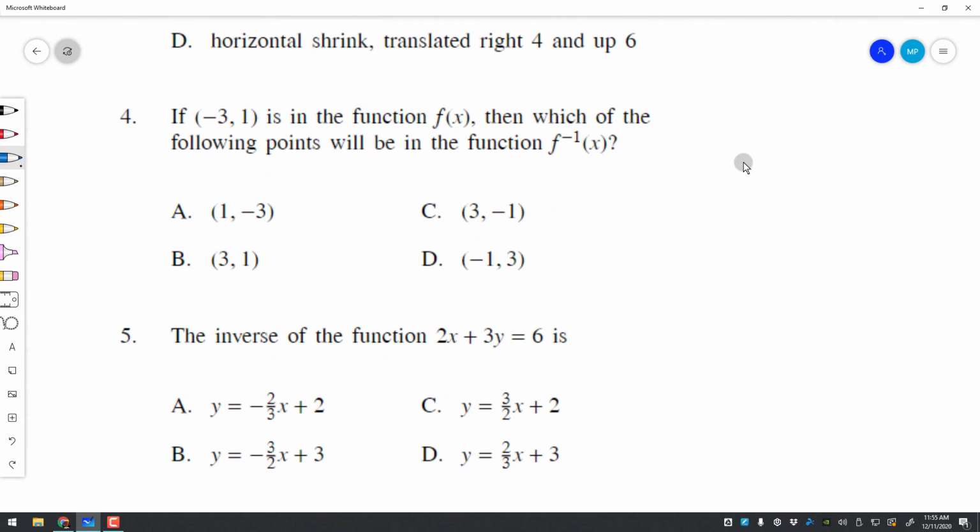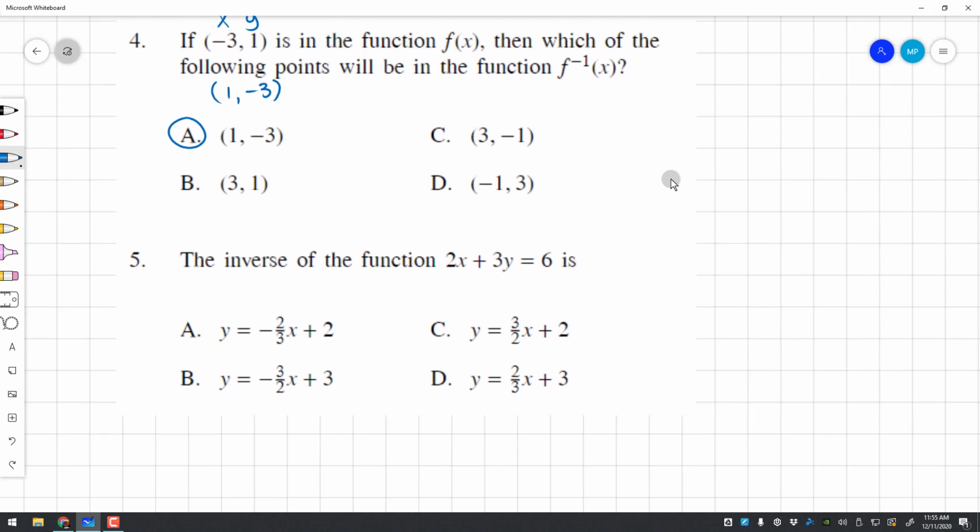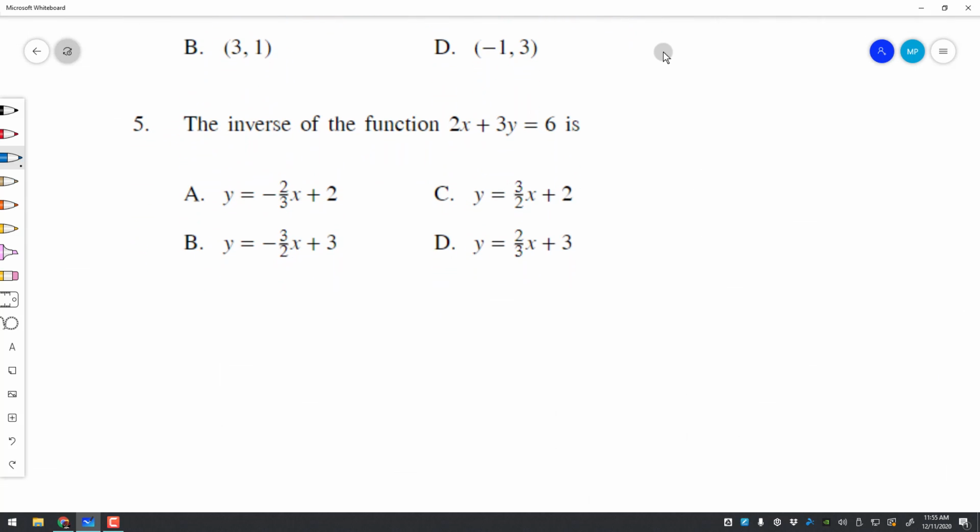Number 4, if negative 3, 1 is in our function, which of the following points will be in the inverse of f of x? So remember, that's notation for inverse. And when you see the word inverse, we're talking about switching or swapping x and y. So if we swap x and y here, this has to be a point that will be on our inverse. So 4 is A.